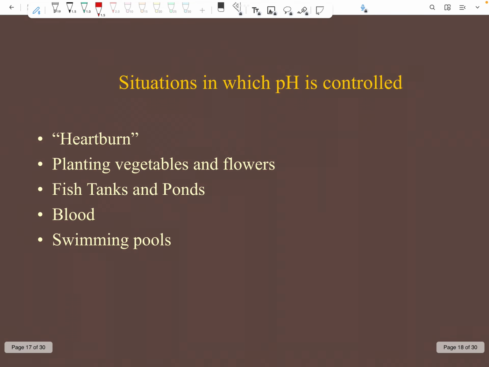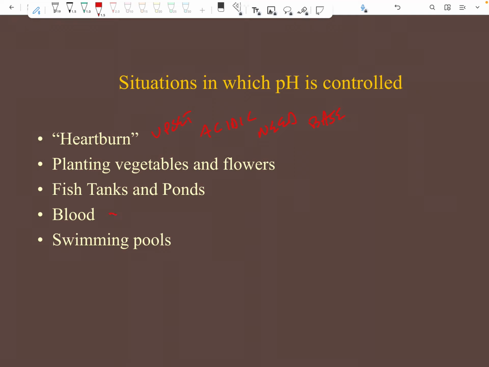Some situations where we control the pH, heartburn. So when you have that upset stomach, you need to have a base to help control that because that's really acidic. And so you need a base for that to help out, something like Tums or milk of magnesia, something like that. When you plant flowers and vegetables, you ought to make sure you have good pH in your soil. Fish tanks and ponds, you don't want it too acidic, you don't want it too basic because you're going to kill whatever life you have there.